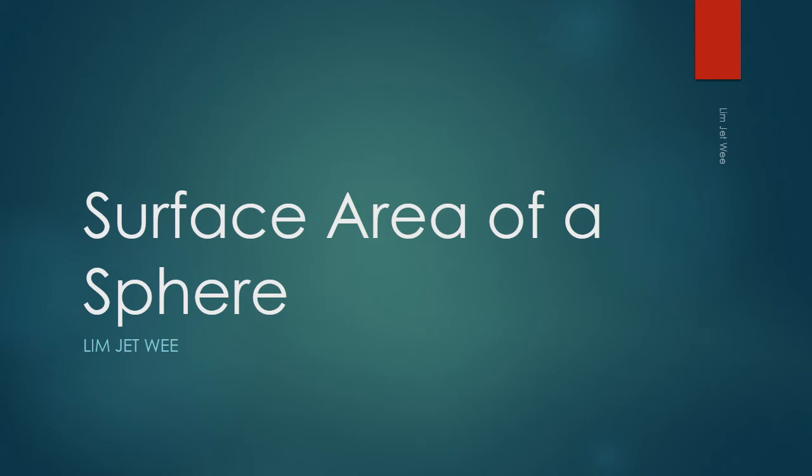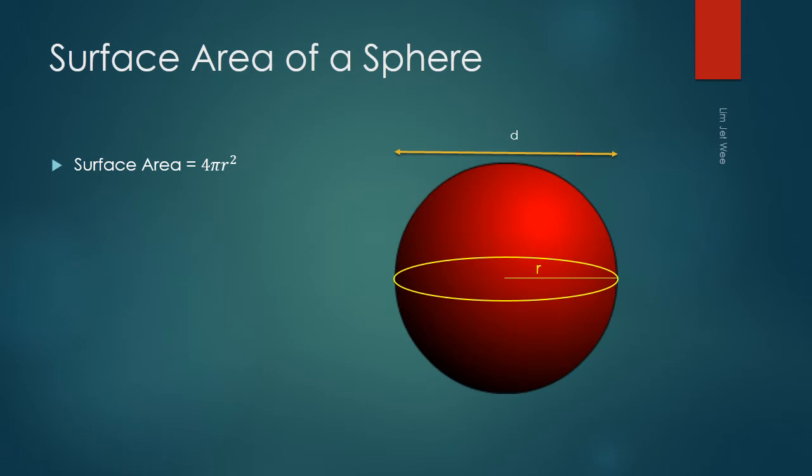Okay, we are now coming to the surface area of the sphere, and we already know that a sphere has a radius, which is measured from the center of the ball, or the sphere, to its edge, and the diameter is from one edge to the other edge through the center of the sphere.